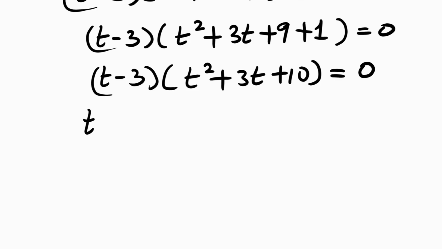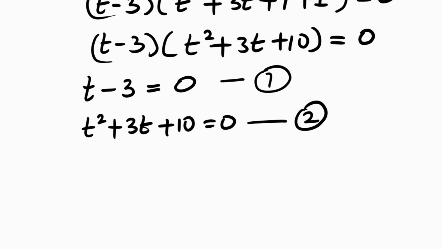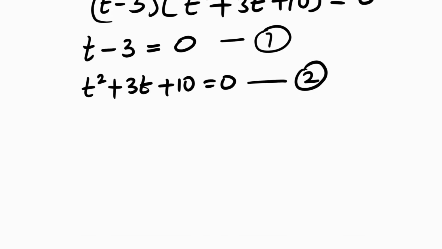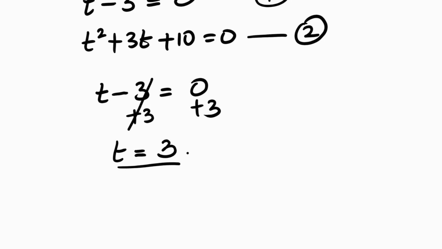We have t minus 3 equals 0, and that's our equation 1. And then we have t squared plus 3t plus 10 equals 0, equation 2. So let's start with the first one. t minus 3 equals 0. If we add 3 to both sides, we have that our t is equal to 3, right?